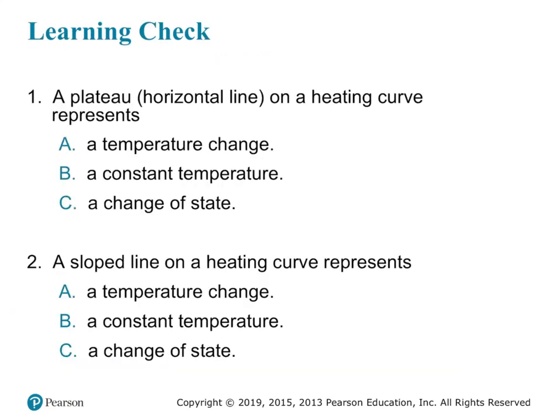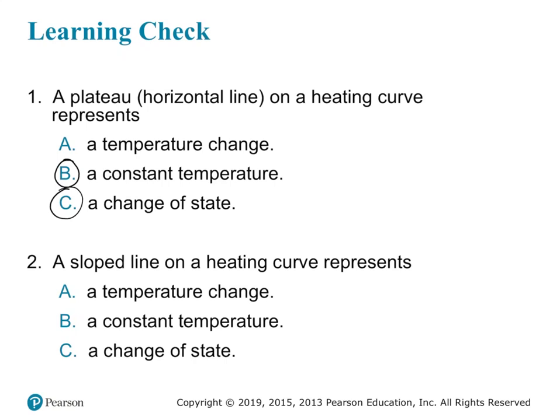So let's go through a learning check real quick. Number 1, a plateau or horizontal line on a heating curve represents A, a temperature change, B, a constant temperature, or C, a change of state. And I'll give you a hint, there might be more than one right answer. So we said that a plateau or horizontal line represents a constant temperature, but it also represents a change of state.